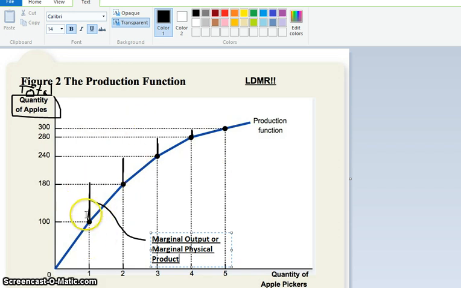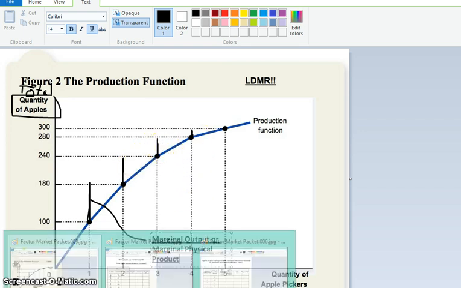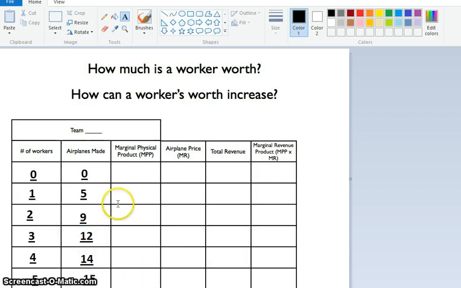But we're going to look at a chart now and calculate these marginal values of output, and hopefully it's not too tricky for you. So you have a chart on your slideshow, looks like this guy. Now the reason we're doing this is because we're going to try to figure out how much a worker is worth, and we're also going to figure out how we can increase a worker's worth, or the value of a worker.